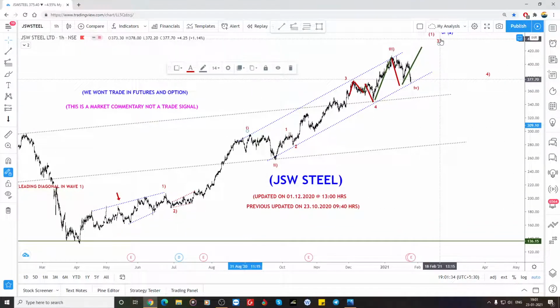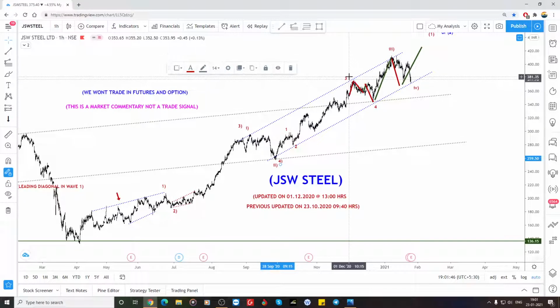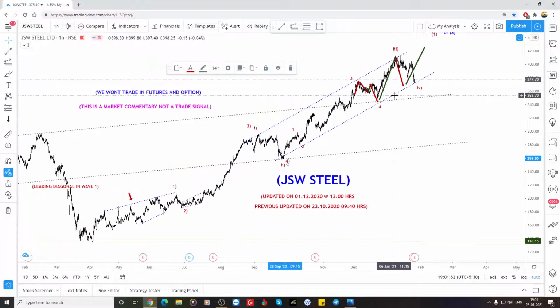So this could be a 3 also. Mind that this could be a 3 also, and this could be a 4 also, and the fifth wave has got extended, means 1 2 1 2 3 4. So 5 has ended. So 1 2 3 4 and 5, we are in the downtrend now.